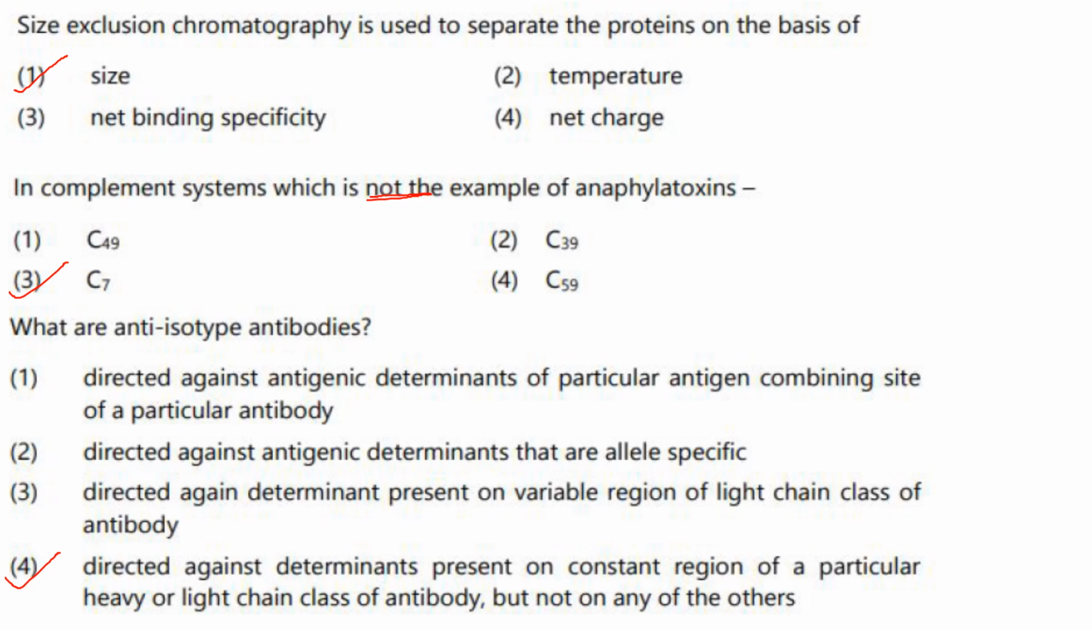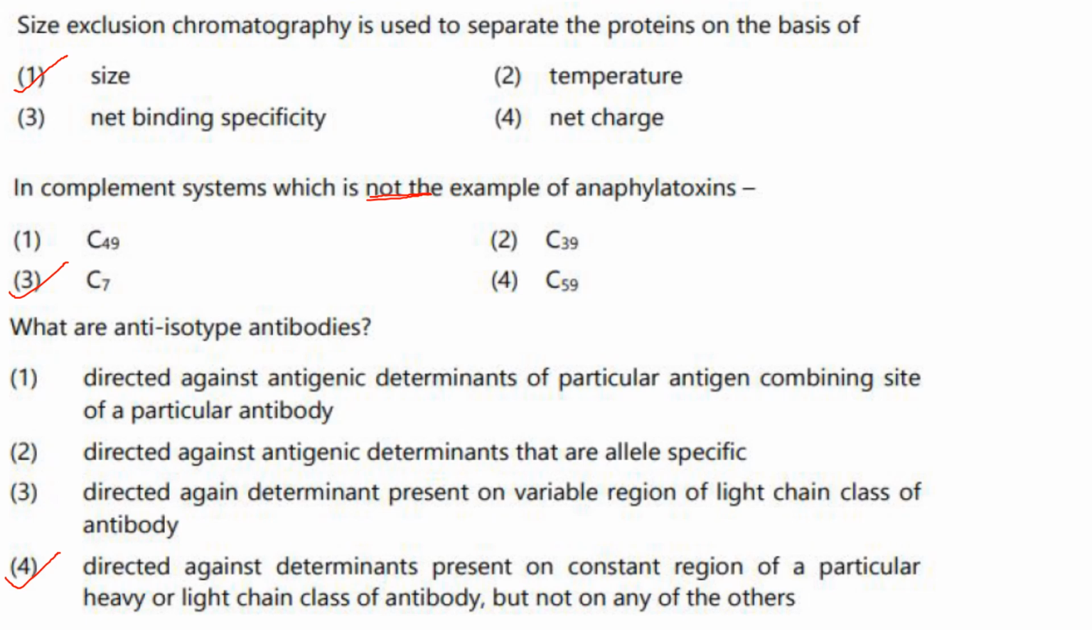Then size exclusion chromatography is used to separate the proteins on the basis of. So in the name itself it is given, size exclusion chromatography. So it is based on the size that proteins are separated, and size exclusion chromatography is also called gel filtration or gel permeation chromatography.